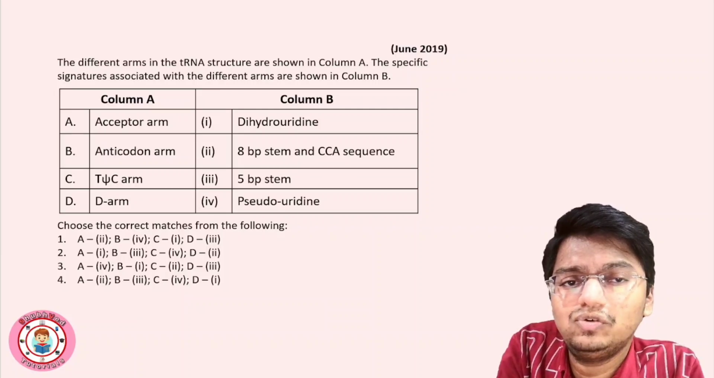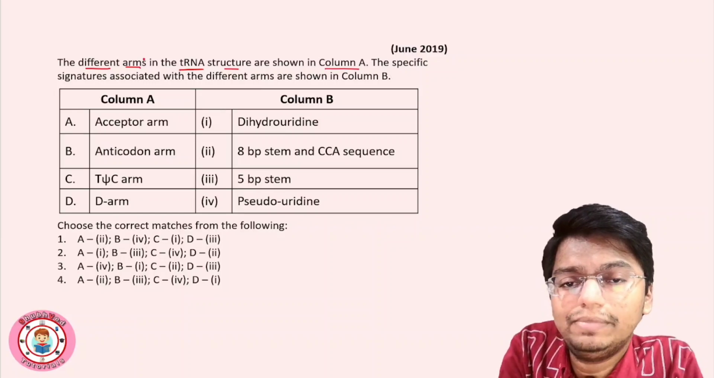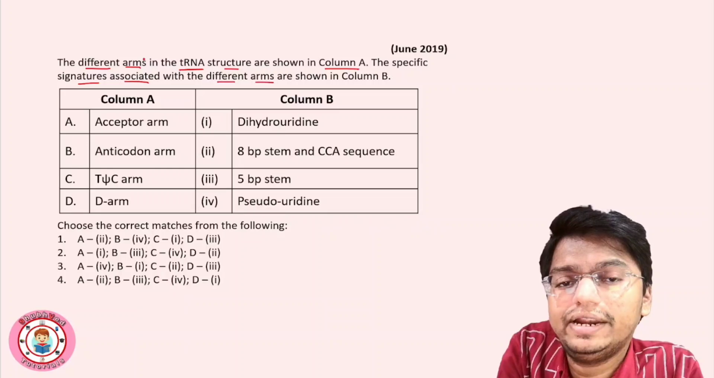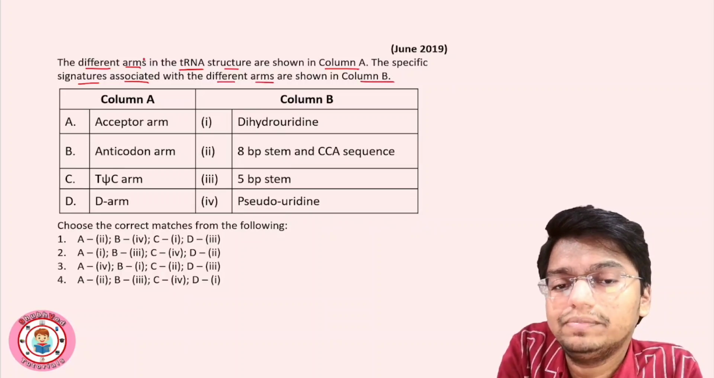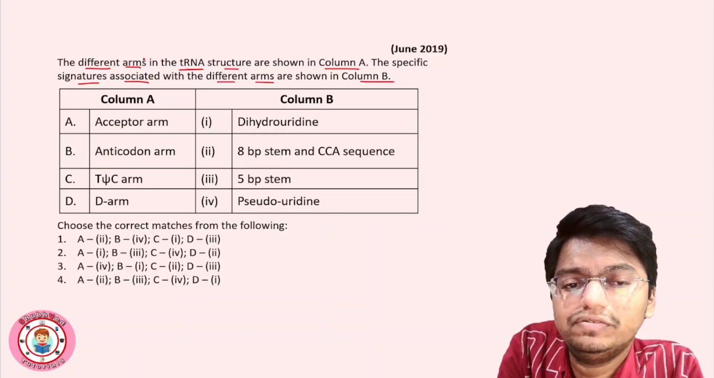So, first question: different arms in tRNA structure are shown in column A. The specific signatures associated with the different arms are shown in column B. Okay, so match the following. This is very easy to solve, right?